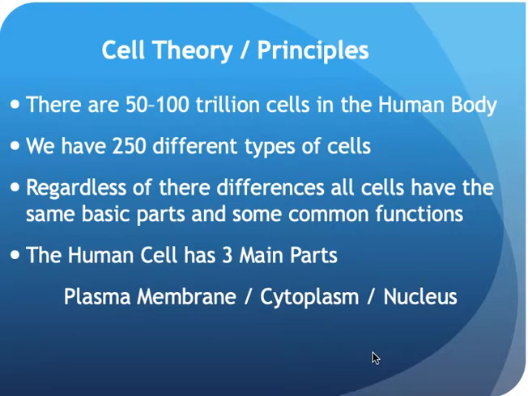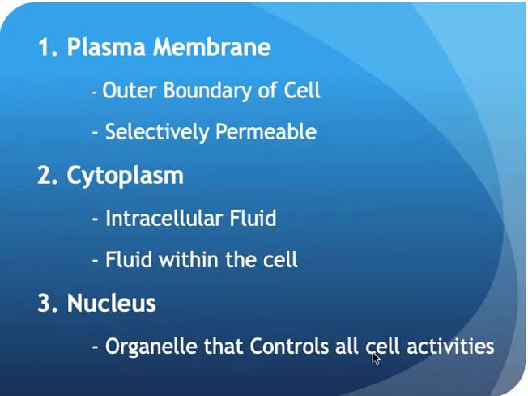And again, we want to be able to label them, but we want to know what the basic function of all these different little parts is going to be. Okay, so your plasma membrane is the outer boundary. It's going to be selectively permeable. We're going to talk about that a lot in this first part of our audio lecture. Number two is the cytoplasm. This is the intracellular fluid, so the fluid that's on the inside of the cell. And then we're also going to have our nucleus, which is going to be an organelle. Most of us are familiar with the nucleus, but it's going to control all cell activities.